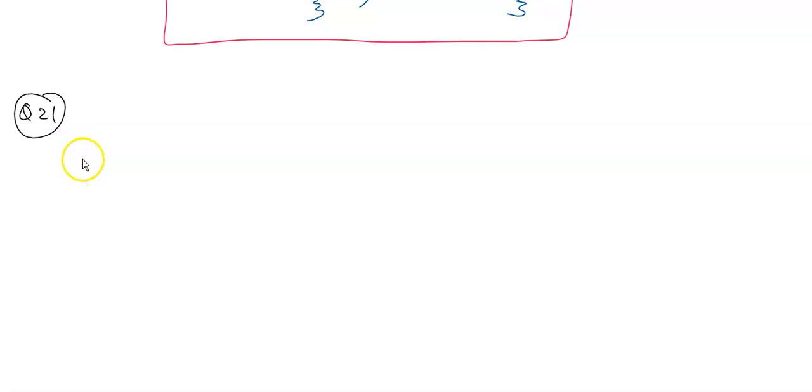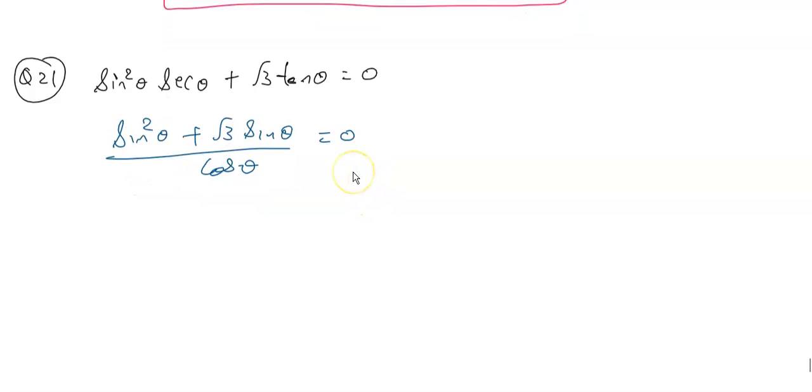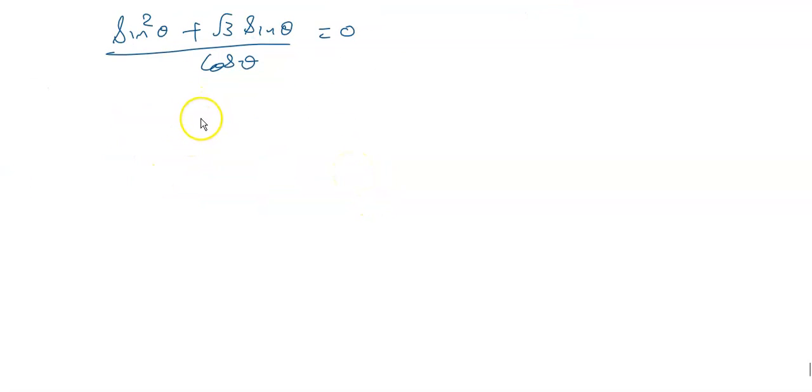Question number 21 says the general solution of sine square theta into sec theta plus root 3 tan theta equal to 0. So we can convert this into sine and cos. So we can write this as sine square theta plus root 3 sine theta divided by cos theta equal to 0. Now this cos theta will be multiplied to the right hand side, which will be 0.